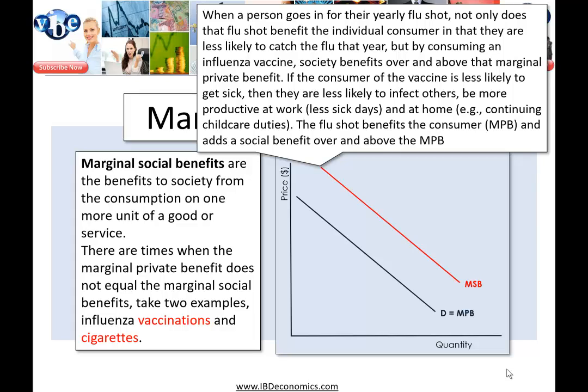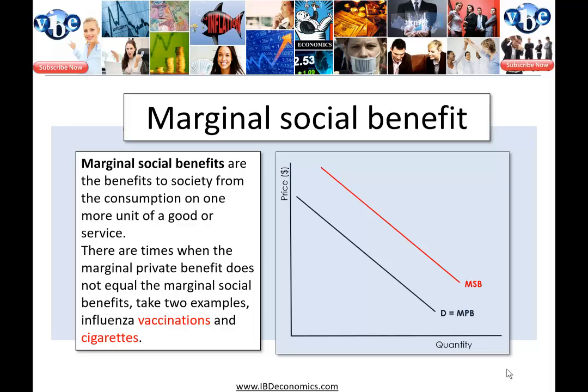They're going to be more productive at work, take fewer sick days, and they're going to be more productive at home, more able to cook the dinner, vacuum the floor, take care of the kids and the pets. So the flu shot benefits the consumer when it's consumed, the marginal private benefit, and it also adds a social benefit which is greater. It's over and above the marginal private benefit. It benefits society as well.